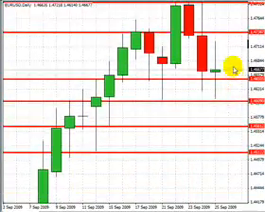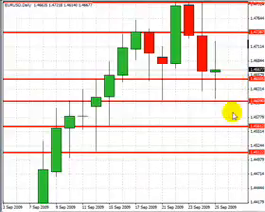So once again, folks, support for the euro is at 146.50, 146.10. Below 146.10 we have 145.60 and 145.12.